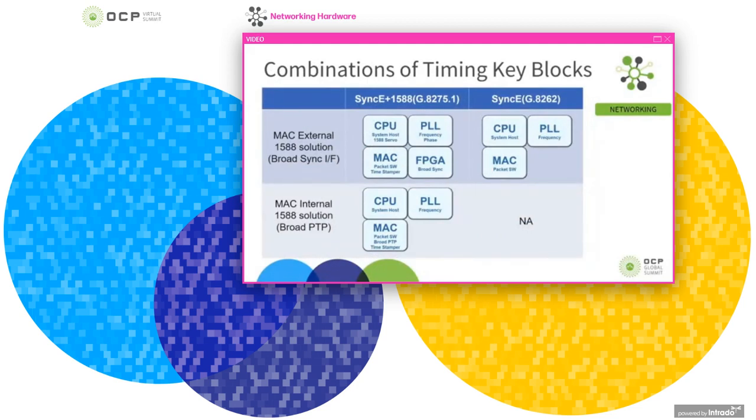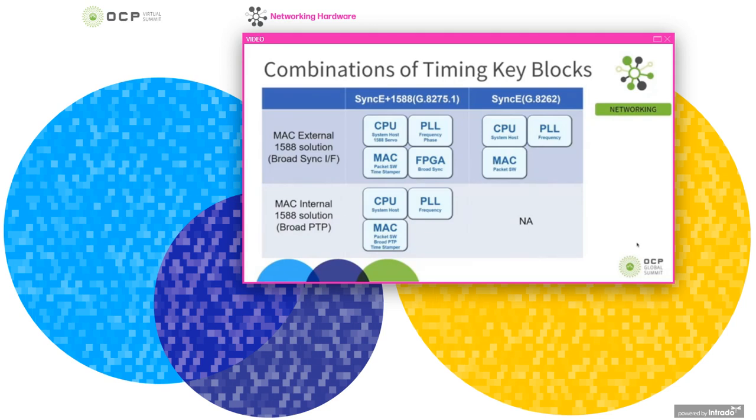In time synchronization, here are several combinations of timing key blocks. In the aspect of the MAC, it is separated into two parts. The first is the external 1588 solution, which we also call the BroadSync interface solution. The other is the MAC internal solution, which we call the BroadPTP solution.